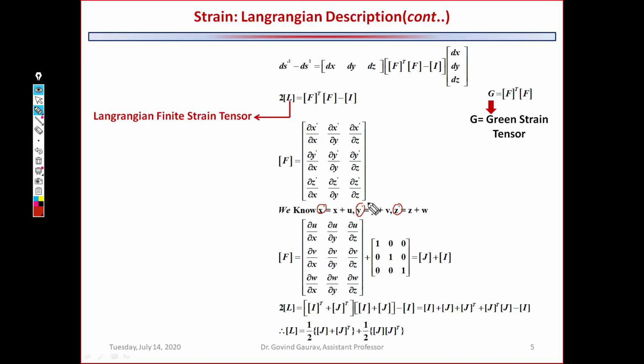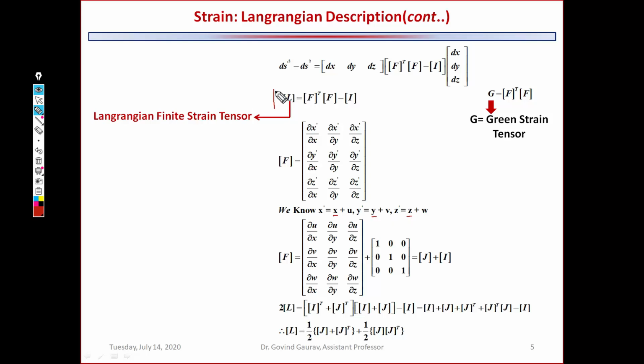Finally, when we put these values of x dash, y dash, and z dash and differentiate with respect to x, y, z, we will get the value of F equal to this matrix plus the identity matrix. This matrix is denoted by the J matrix, and this matrix is denoted by the I matrix. So finally we have brought it up to the initial coordinates. The initial coordinates are x, y, and z.